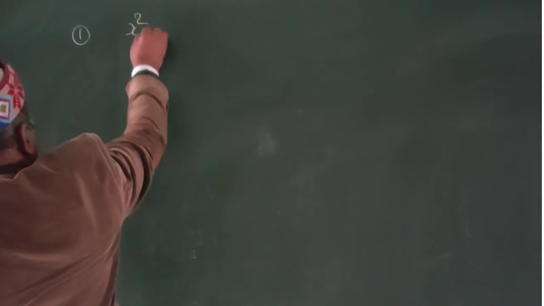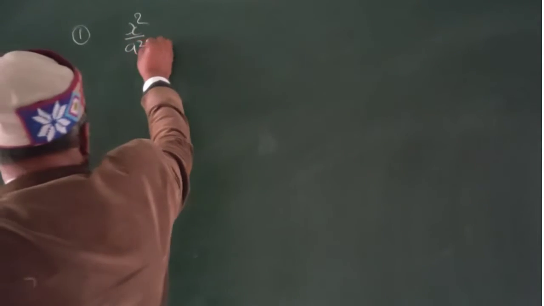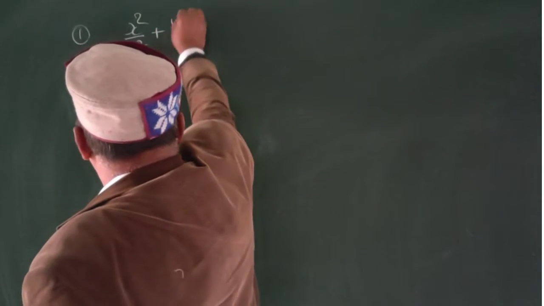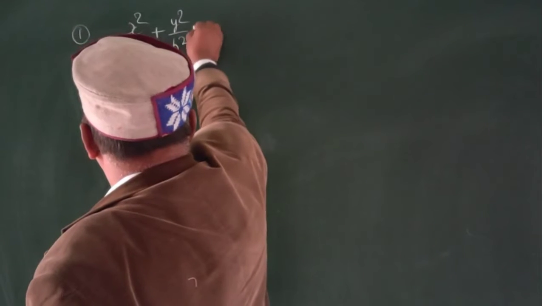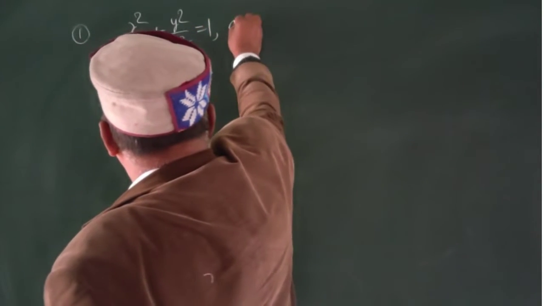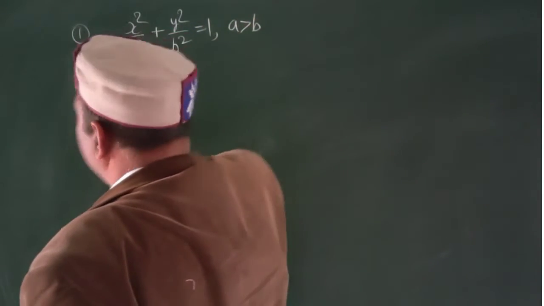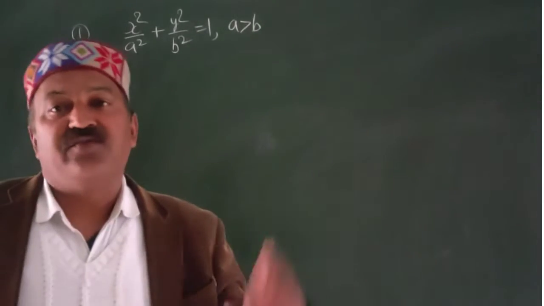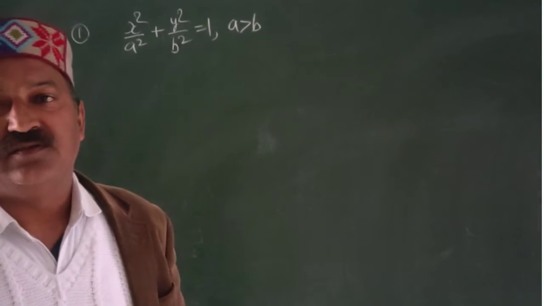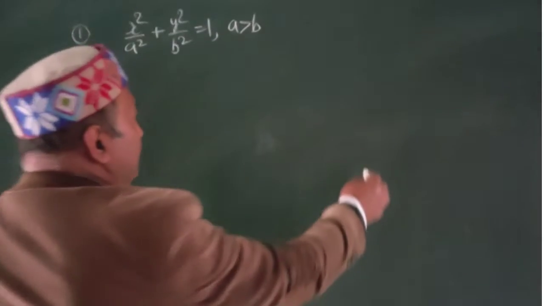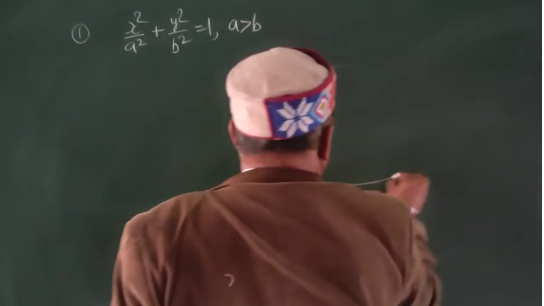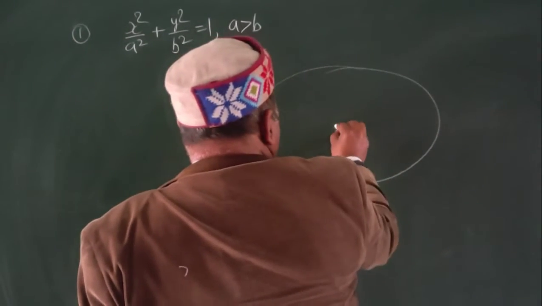x square upon a square plus y square upon b square is equal to 1, where a is greater than b. This is the first standard form of the ellipse, and its rough sketch is like this.